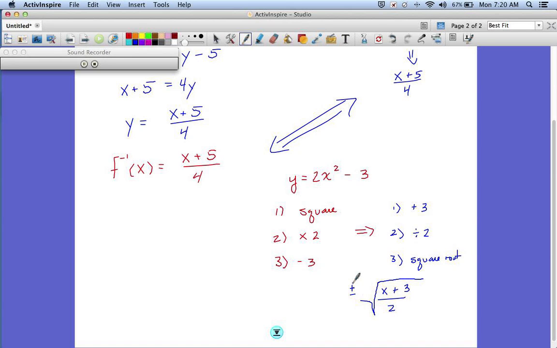Okay, and again, if you compose, you can see the square and the square roots cancel, the 2 and the divided by 2 cancel, and the plus 3 and the minus 3 would cancel and be left with x. So there are our inverses and how to find the inverse function.